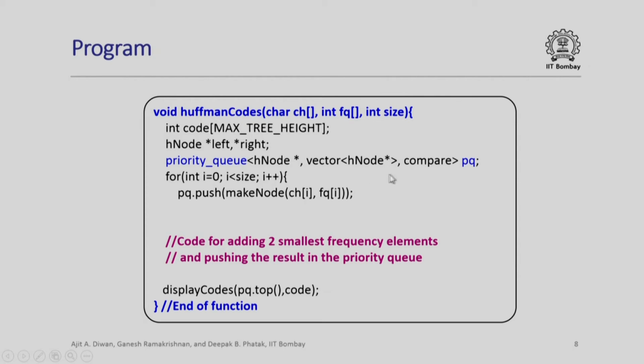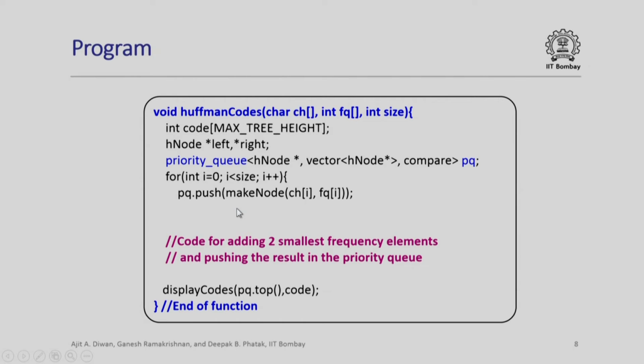We will arbitrarily name our object as PQ, which stands for priority queue. What we do, up to the size, we simply push into PQ by making a node of each individual character and its frequency that we have got. Please note that the char array and its corresponding frequency are given as parameters, and the size is given as a parameter. So, we simply use this to create an iteration to insert all of these in the priority queue.